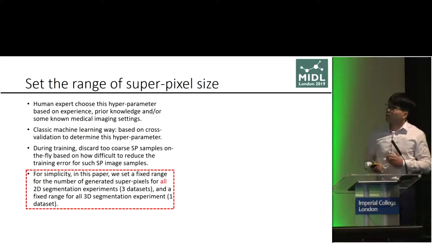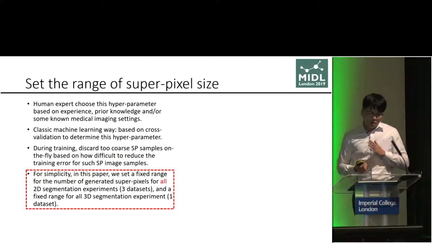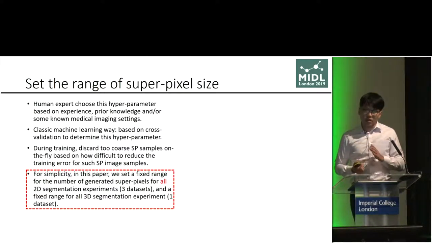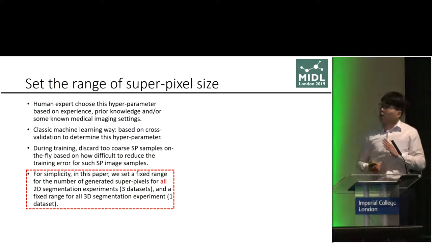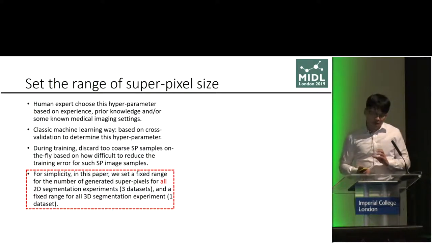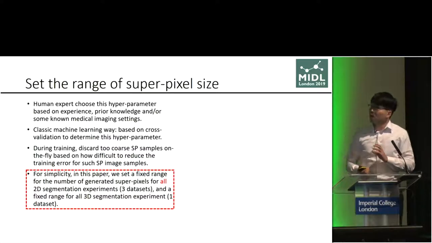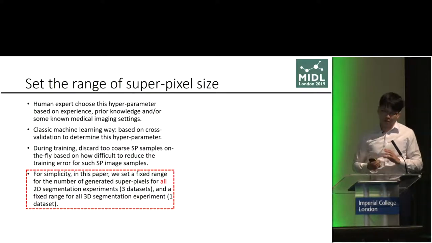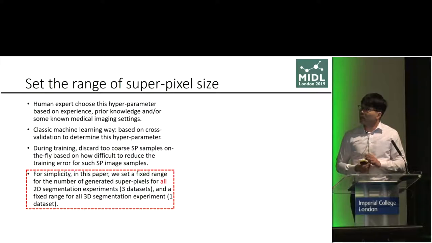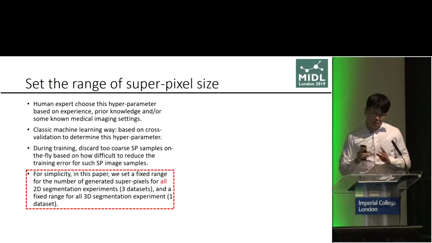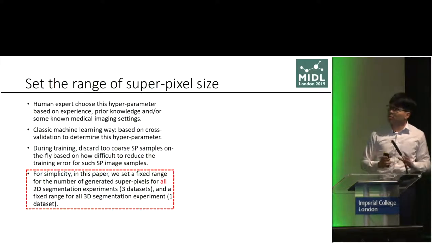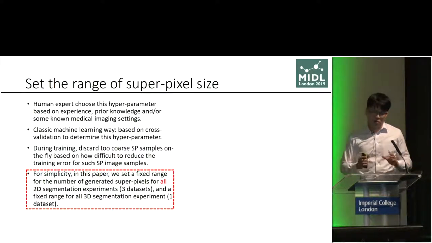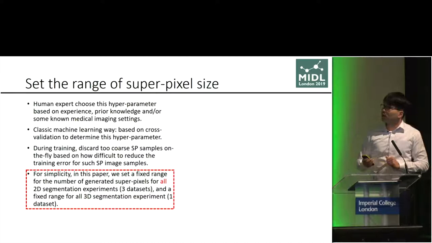So in this paper, we pretty much rely on the first thing, the human expert knowledge. But for all the three 2D experiments, we use a fixed range for that. So we didn't fine tune this thing a lot. And on the 3D data set, we also use a fixed range. This range is larger than the 2D one because the number of pixels becomes more in the 3D setting.